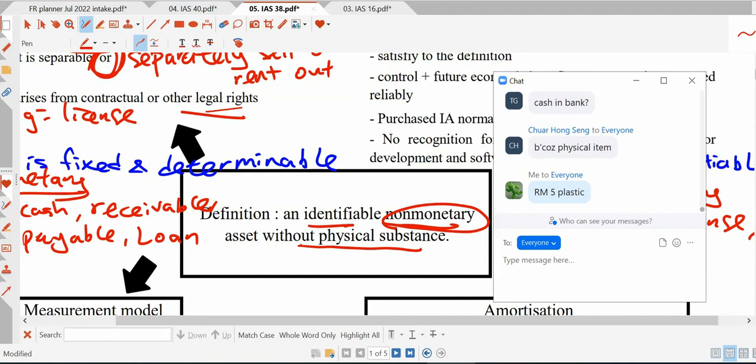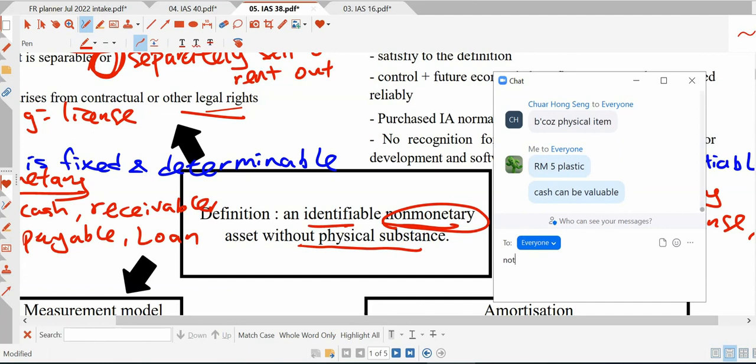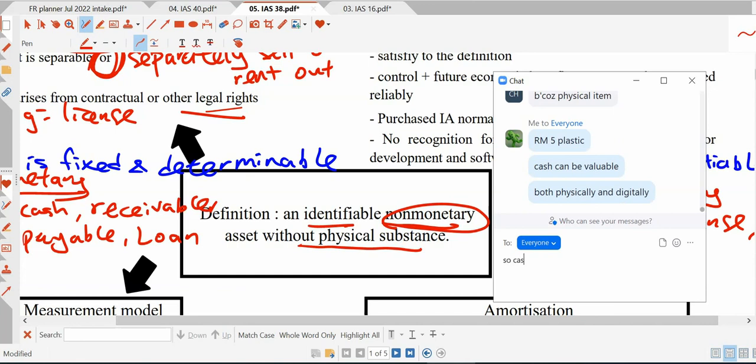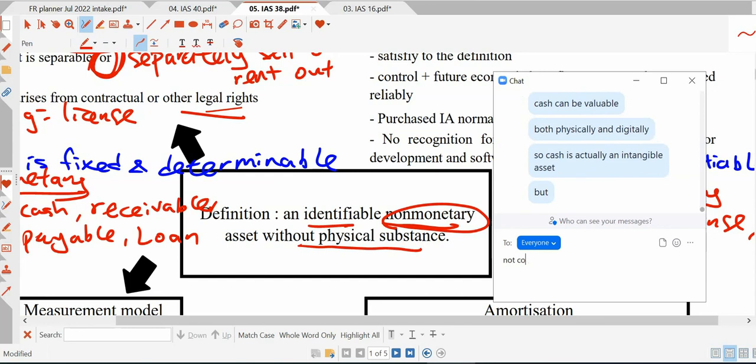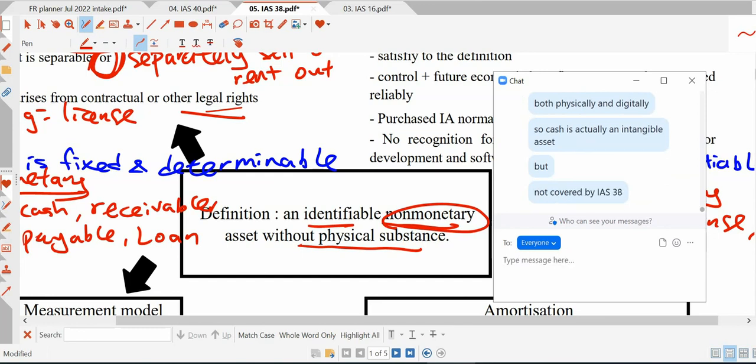Alright, so let's make a conclusion here. Cash can be valuable both physically and digitally. So cash is actually an intangible asset, but not covered by IAS 38. It is still an intangible asset, but it's not covered by the standard that we are studying today. It is under IFRS 9, another accounting standard.